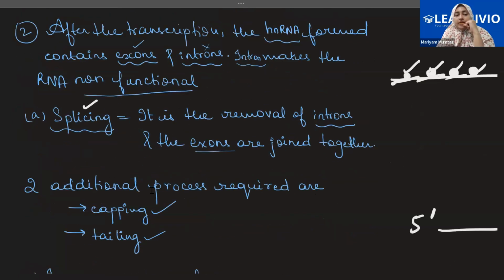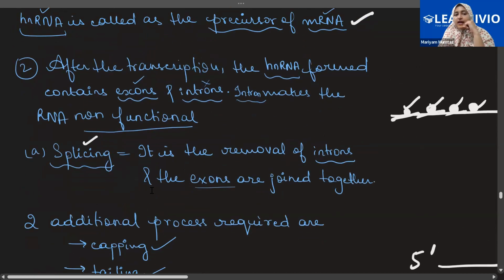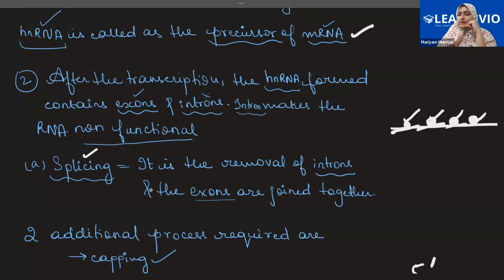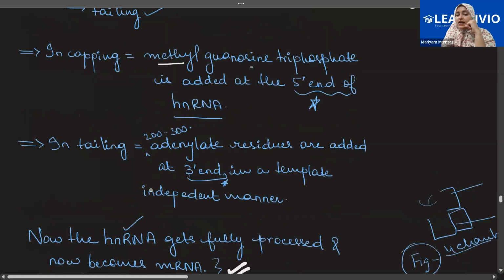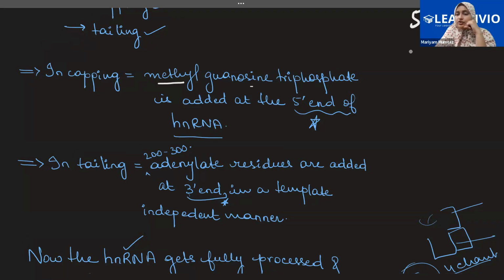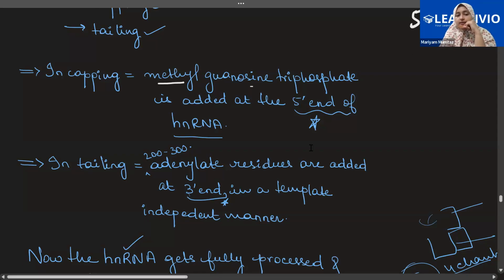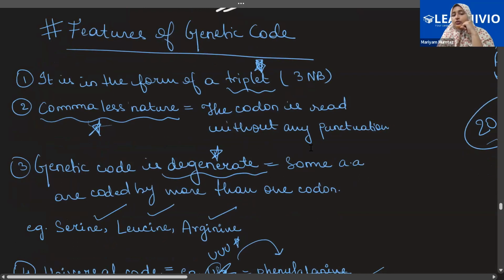Now, an additional process that takes place in the case of eukaryotic organisms is splicing, which is the removal of introns. Then capping and tailing also takes place. Now, in capping and tailing, you have to remember the technicalities: at what point the methylated guanosine is added, at what point the adenylate residues are added, and how many adenylate residues are added, as this is also asked. So all of these things you have to keep in your mind. Now moving forward, we'll talk about the features of the genetic code.